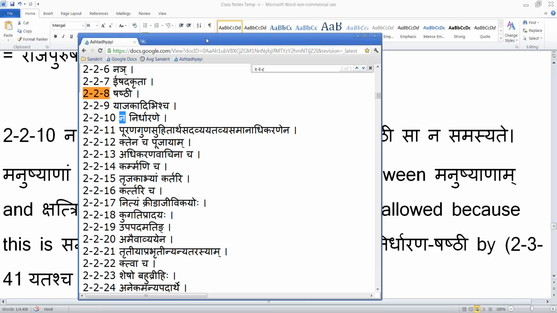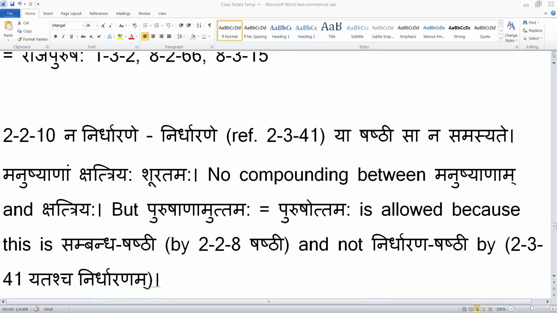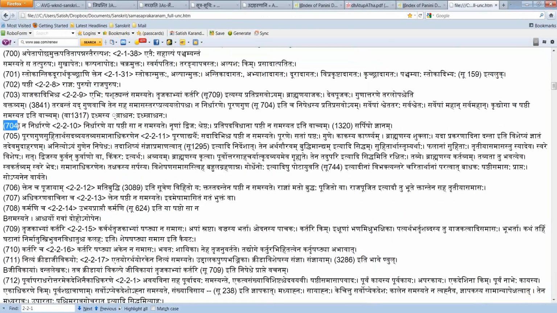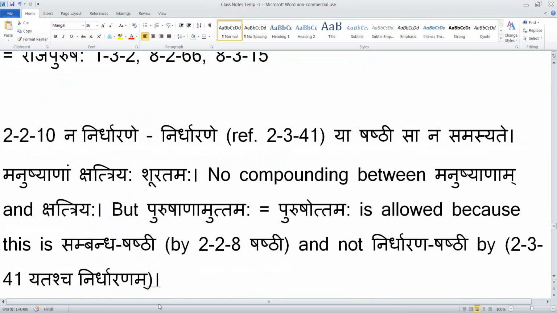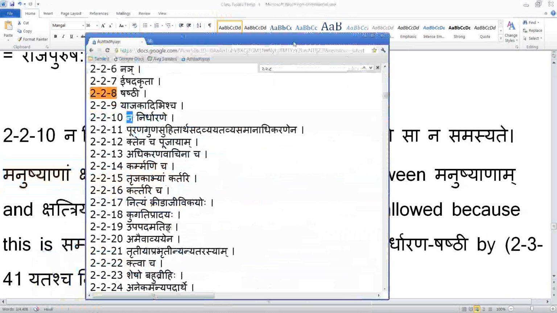Okay, let's look again at the Siddhanta Kaumudi. We are in this section right here, number 704 of the Kaumudi, na nirdharane. We did this last time briefly at the end. It says, nirdharane ya shashti na samasyate, manushyanam kshatriyaha shuratamaha. As I mentioned to you also, this topic of the Tatpurushaha is interconnected with the topic of Vibhakti, the Vibhakti Vidhanam. So first we have to ask, what is Nirdharana Shashti?